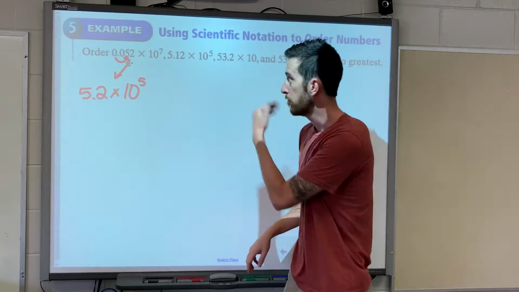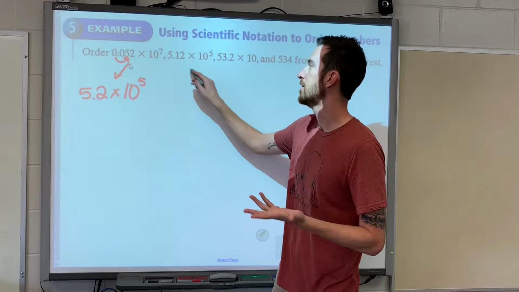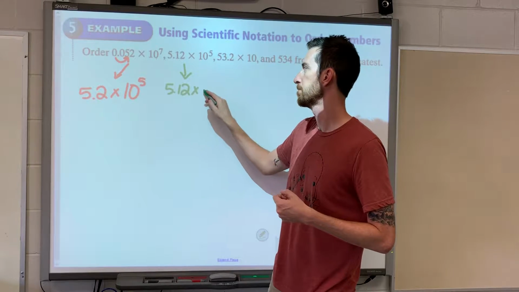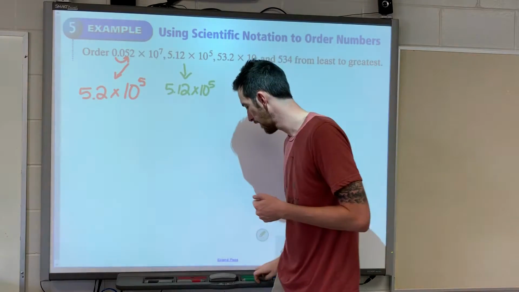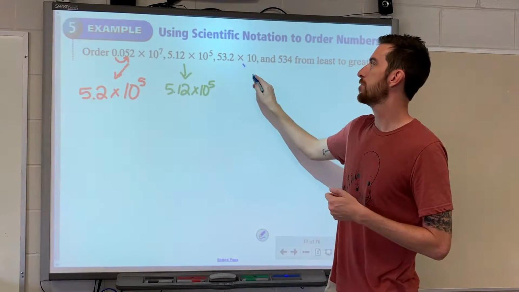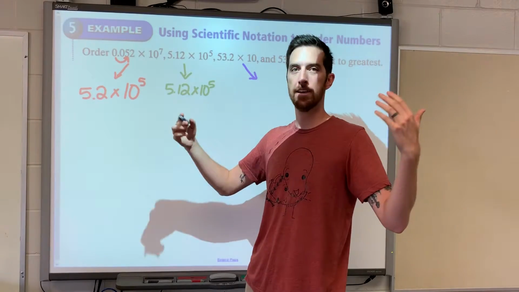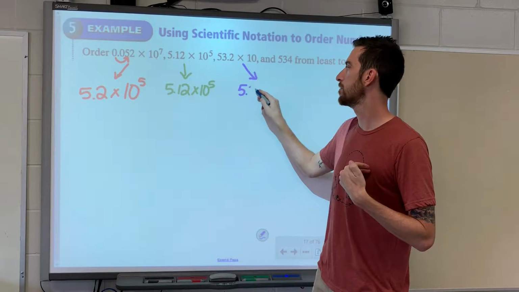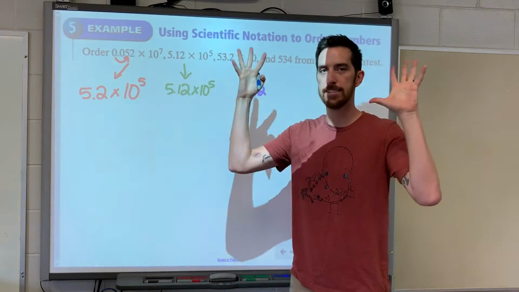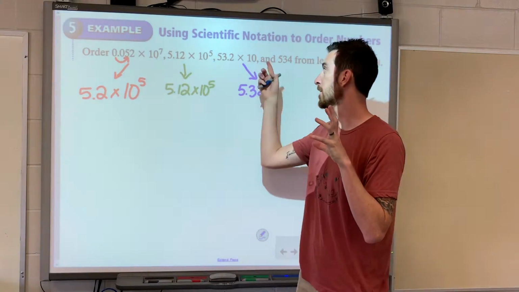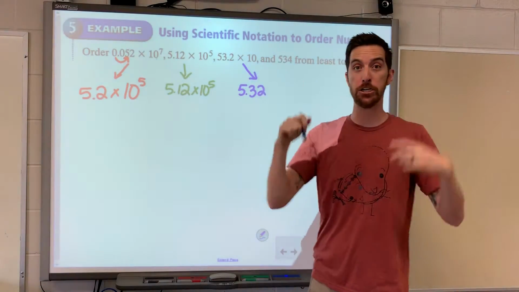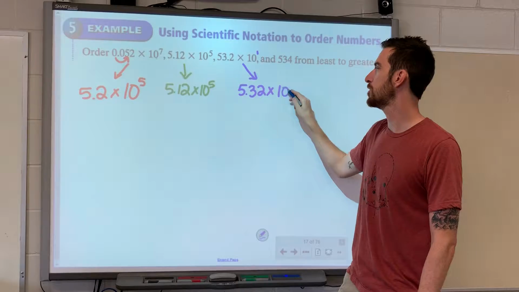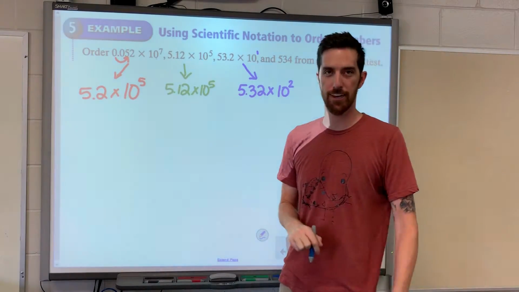The second one, 5.12 times 10 to the 5th, that's in proper scientific notation. The third one, 53.2, that's too big. It's got to be between 1 and 10. So that would have to be 5.32. We had to make that smaller, so the exponent we have to make larger. It was 10 to the 1st. So now we will make it larger and make it 10 to the 2nd because we only had to change 1 decimal place.